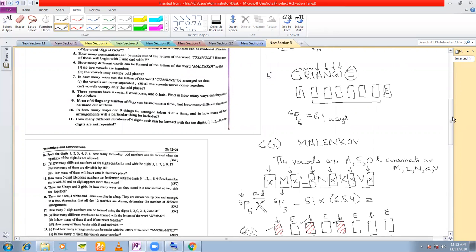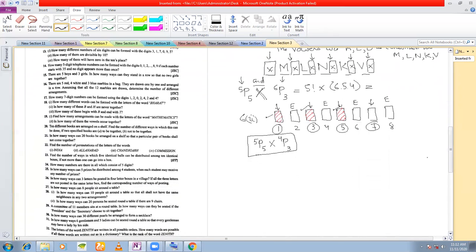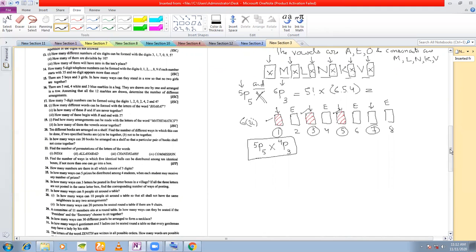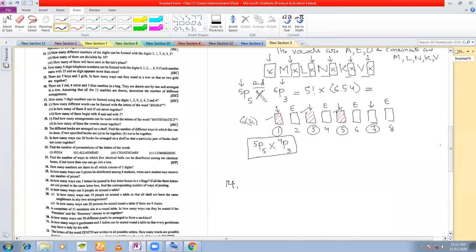This one, number 14. How many 5-digit telephone numbers can be formed with the digits 0, 1, 2, 3, 4 up till 9? Each number starts with 35 and no digit appears more than once. Now, this problem I would like to discuss in two cases. Here you have only one case, but I would like to discuss two. There's something called a repeated permutation, and there's something called a non-repeated permutation.